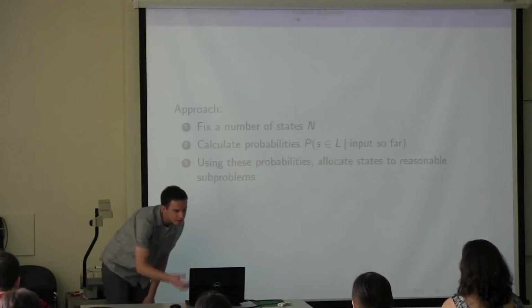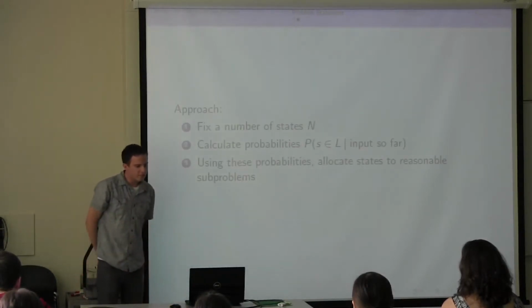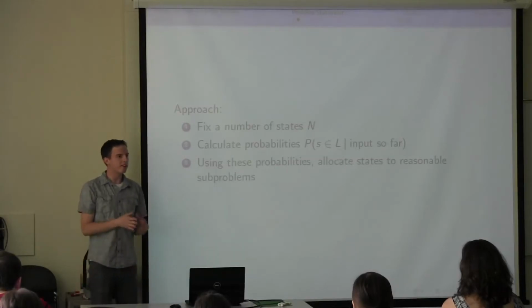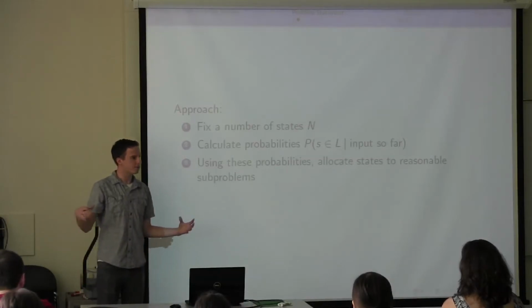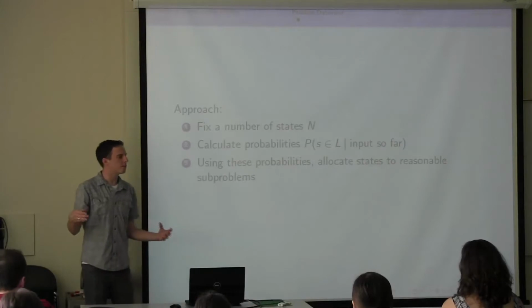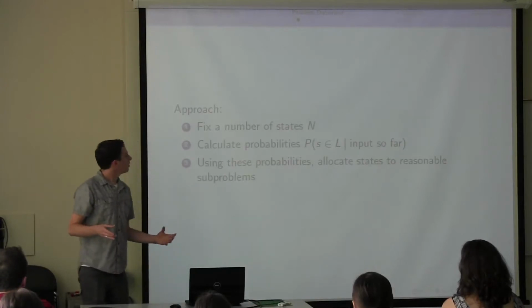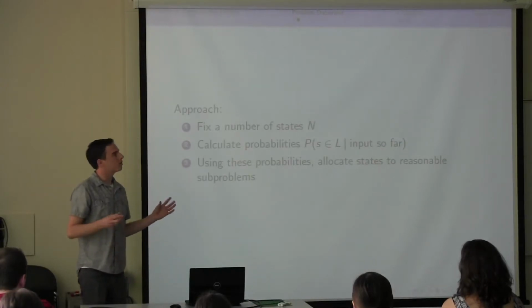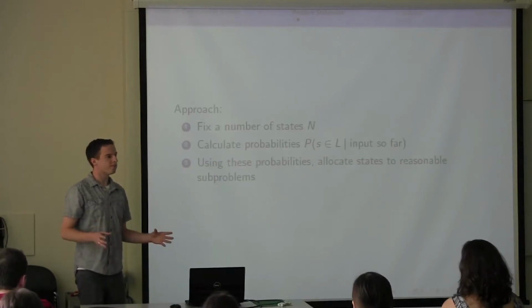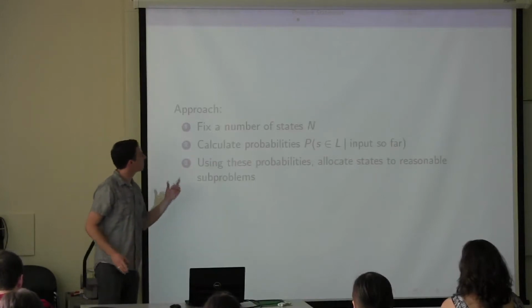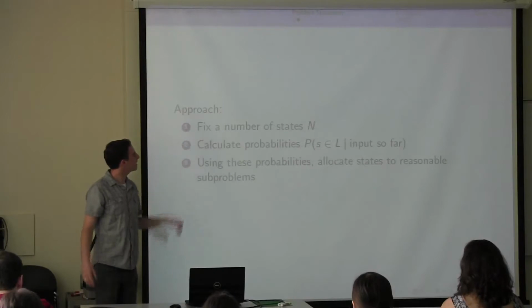So this is an outline of the approach. We're going to fix a number of states n, right? If you had an infinite number of states, it wouldn't be a finite automaton anymore. Or no, you would be able to solve this problem with an infinite number of states, but it wouldn't be a finite automaton. So we're going to fix a number of states n, say 50.